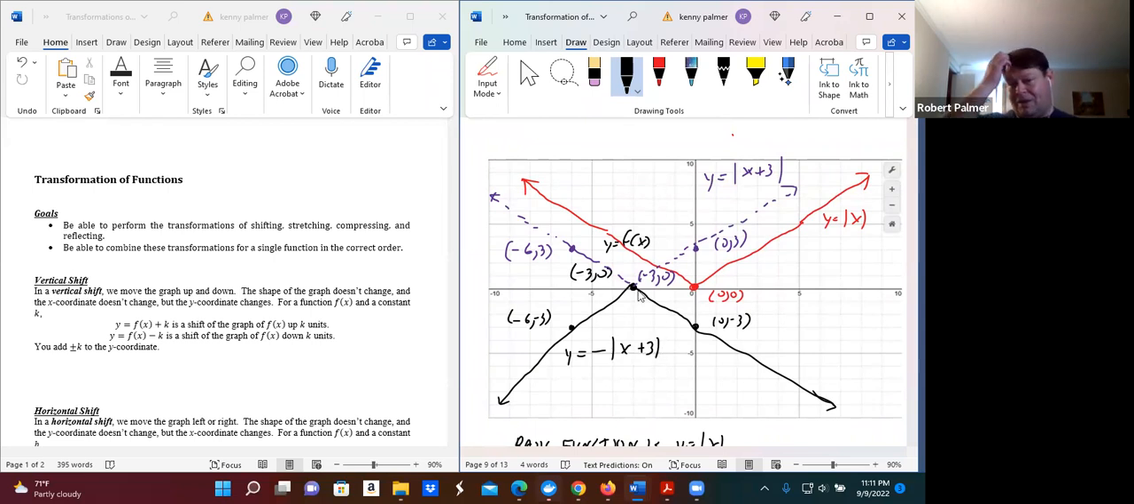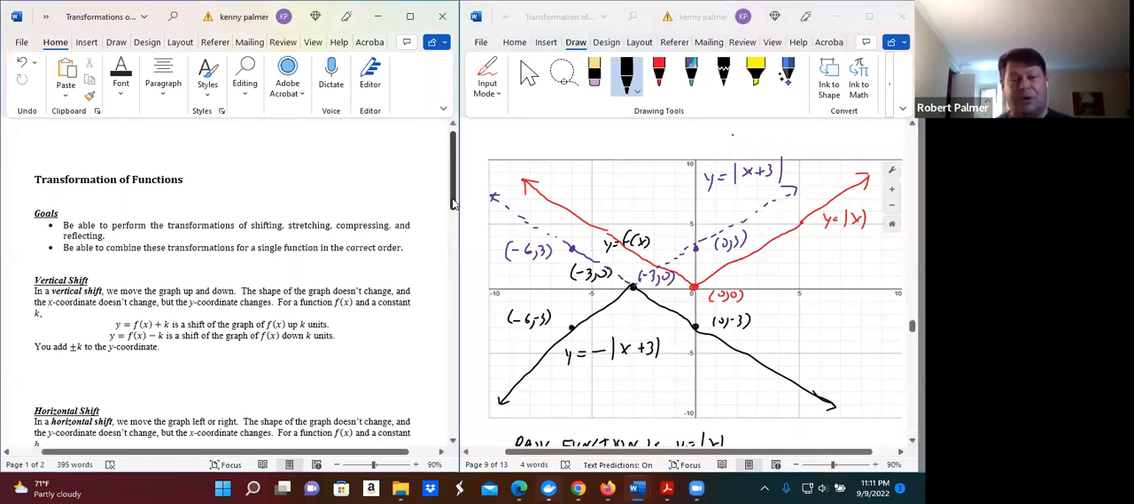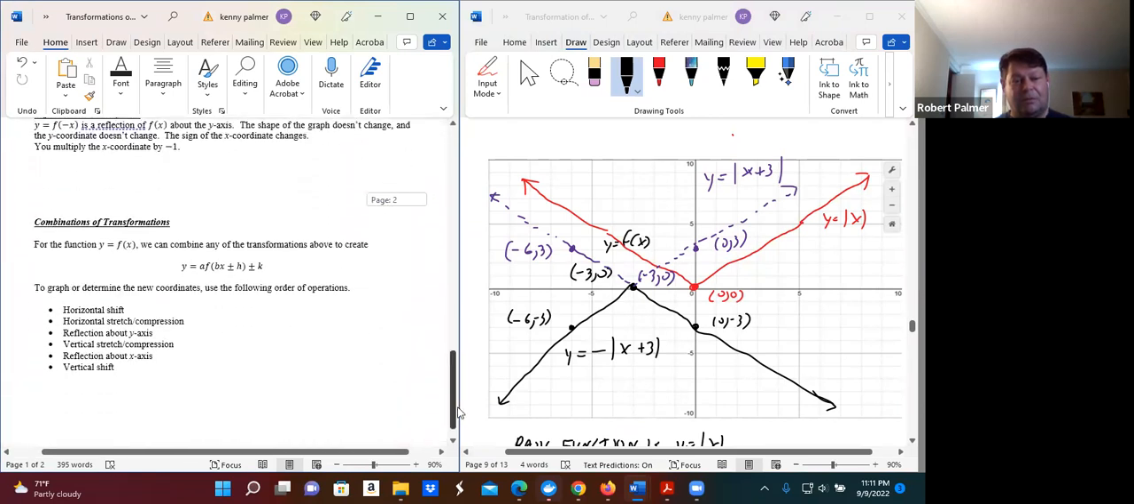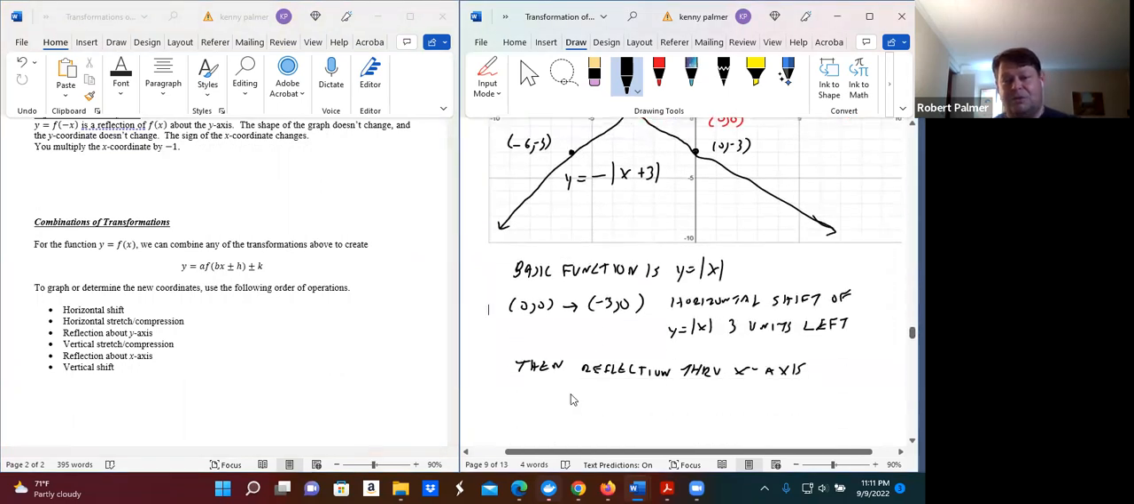So the way to do this is to figure out how you go from your basic graph to the final graph, what transformations you do. Make sure you think about the order we discussed, the combination as we did here, and be able to write that. So our graph is y equals negative absolute value of x plus 3. That's our final example.